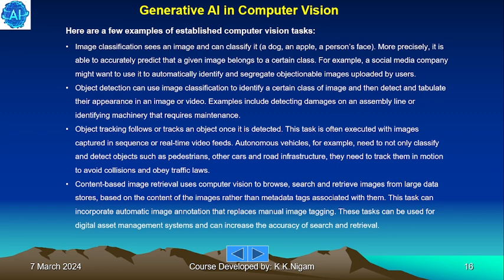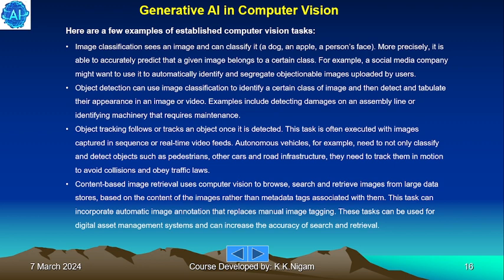Autonomous vehicles, for example, need to not only classify and detect objects such as pedestrians, other cars and road infrastructure, they need to track them in motion to avoid collisions and obey traffic laws.